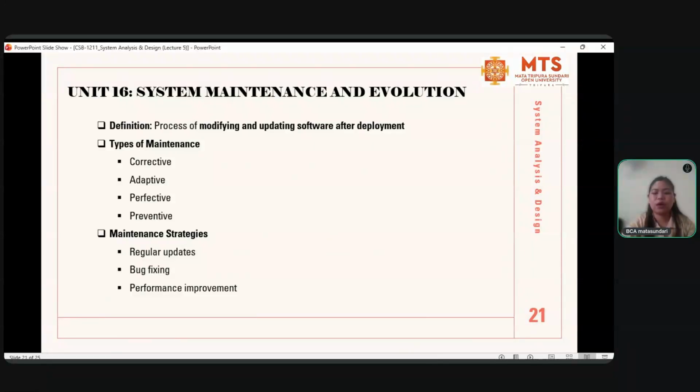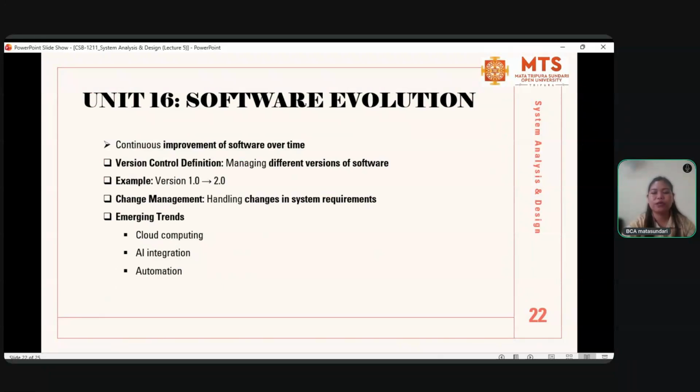Moving towards our next slide, software evolution. Software evolution means continuous improvement of software over time. That includes version control, the definition being managing different versions of software, for example version 1 to version 2, and change management. What is change management? Handling changes in system requirements, like emerging trends, cloud computing, AI integration, or automation.